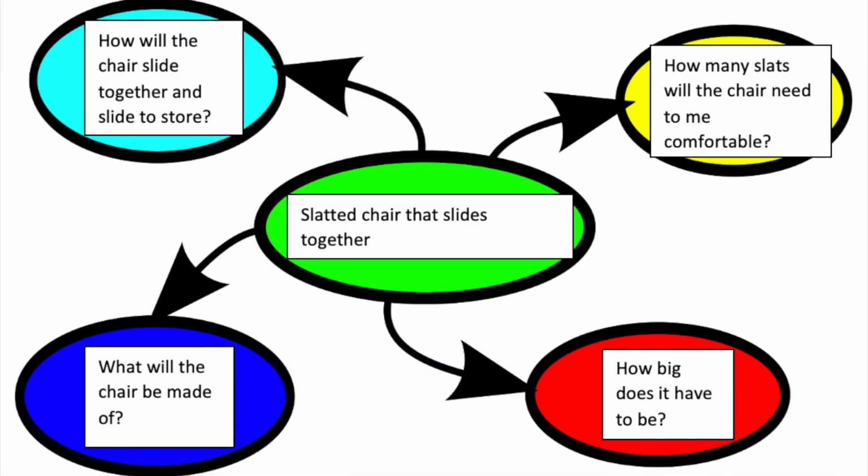The next stage is the idea stage. This is where you can create a mind map and start to finalize what you want to start building. On the mind map, you'll want your main idea in the middle. For my mind map, I decided to go with a slatted chair that slides together. And all around the idea in the middle, I started to think about how the chair will slide together and store, how many slats will make the chair comfortable, how big does it have to be, and lastly, what will the chair be made of.